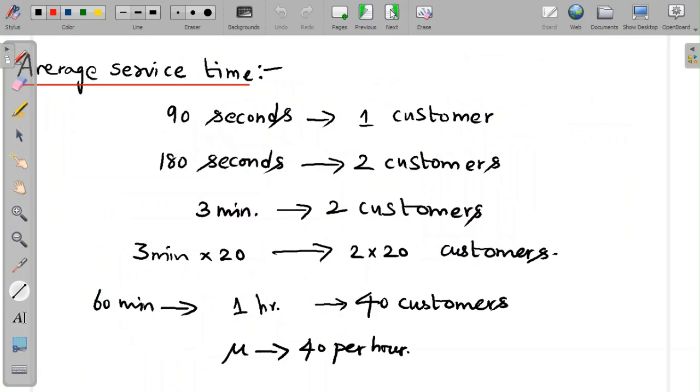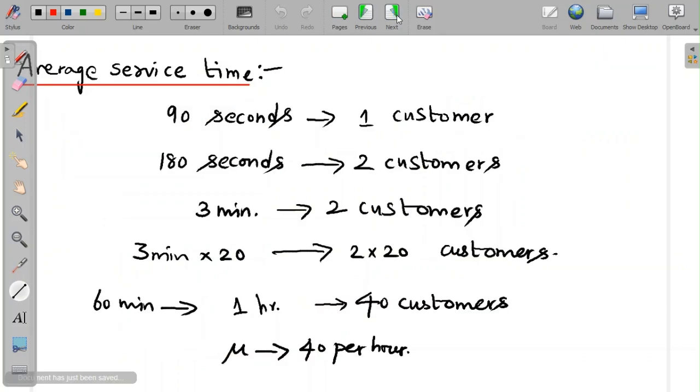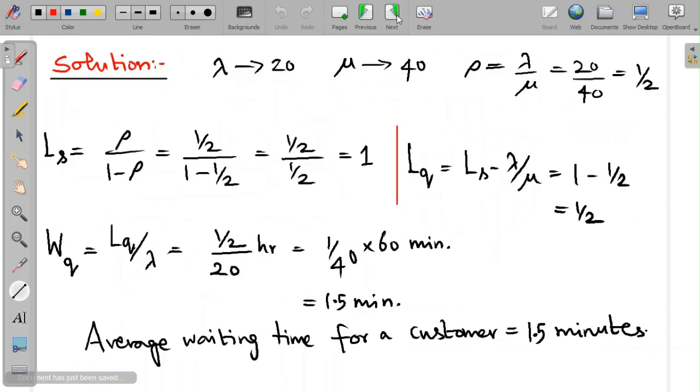So the service rate for the queue is 40 customers per hour, and the arrival rate for the queue is 20 customers per hour. So both arrival and service are expressed using the same time unit, which is an hour, and that will help us make our calculation even simpler. So now that we know what lambda is, and now that we have also determined the value of mu, we can go ahead and solve the problem.